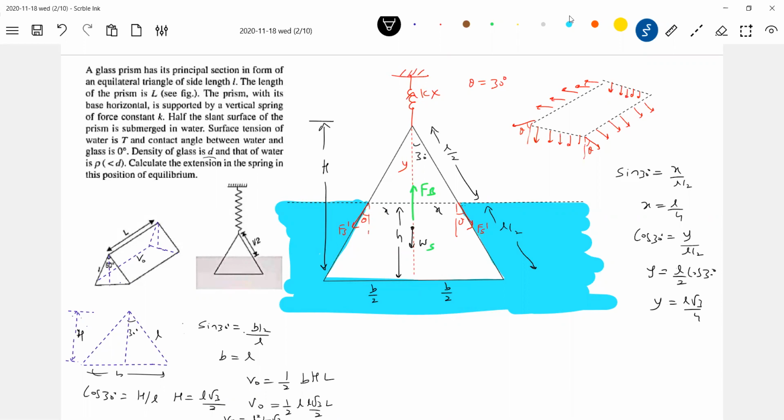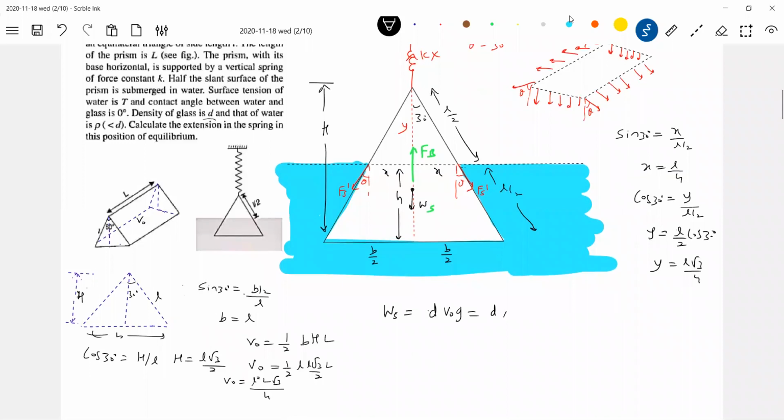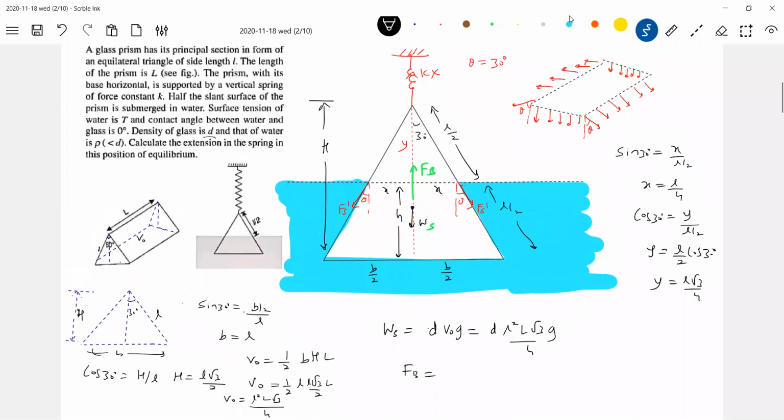So therefore, first we'll calculate the weight of the prism. Density is D. What is the volume of the prism? V naught. Already we have checked it. Weight of the prism is D times V naught into g. So what is V naught? V naught is L square into L root 3 by 4 into g. What is the buoyant force? Buoyant force should be equal to density of water rho, which he has given, times volume immersed into g.